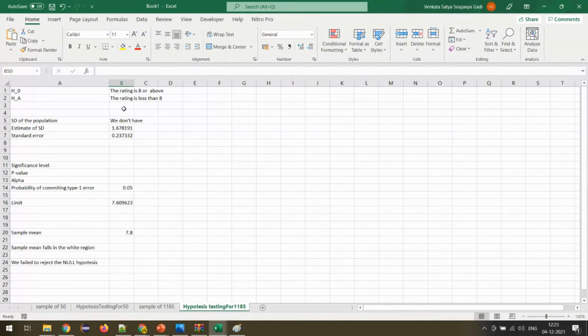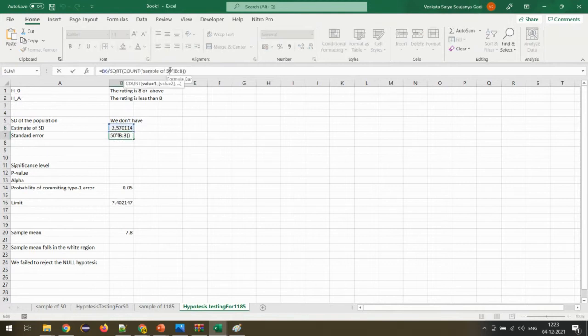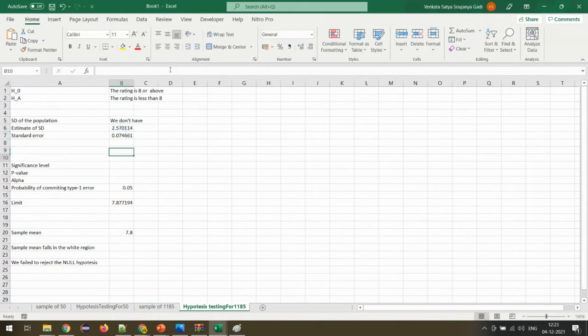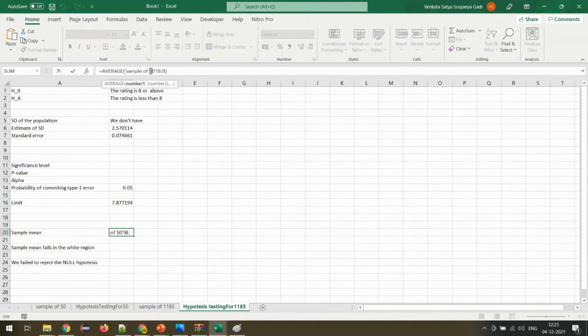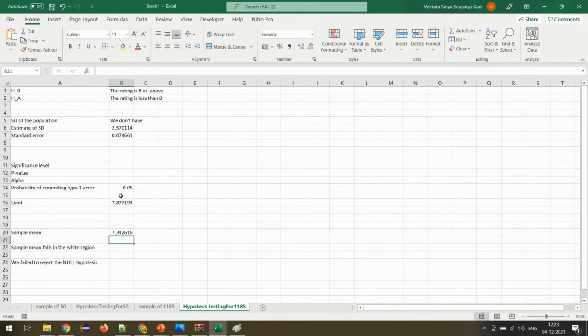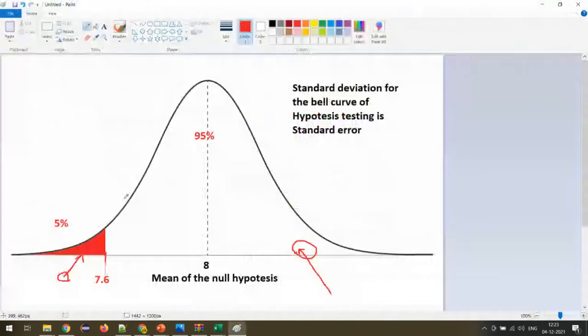Okay. So here, instead of 50, we use 1185. Instead of 50, we use 5. Here it's the same. Here it is 1185. Okay. So the next one, I keep the same graph again, let me draw another one.